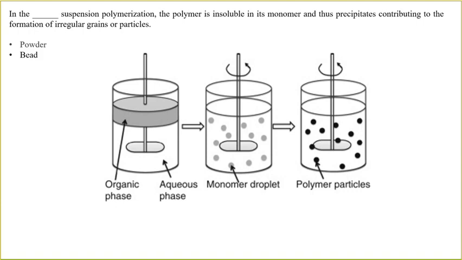So the remaining one is the powder suspension, where the polymer is insoluble in its monomer and thus precipitates, contributing to the irregular grains formed. So that's why powder suspension polymerization is the answer for this question.